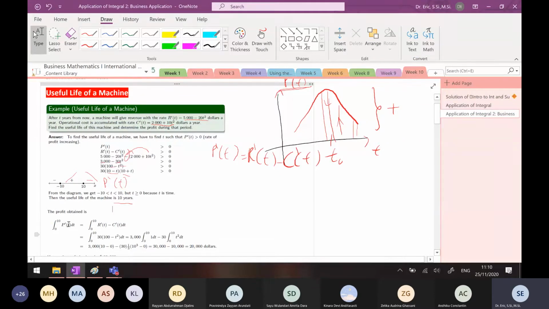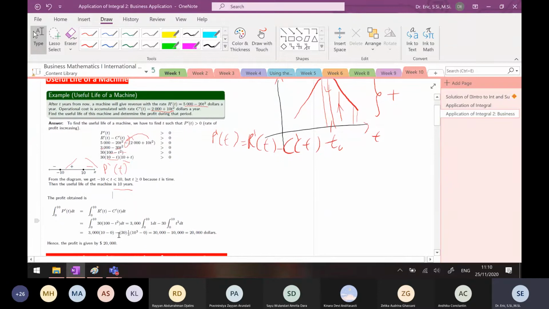So you integrate this integral of p prime t dt from 0 to 10, the useful life of the machine. What is p prime t? P prime t is r prime t minus c prime t. And you have this one, 3000 minus 30t squared. You can do this. Okay, yeah? So you can have this one.